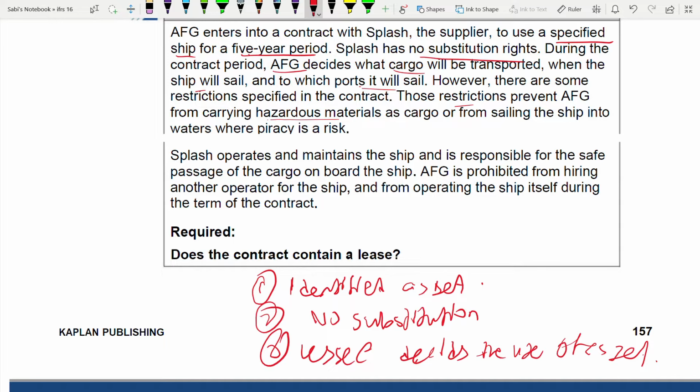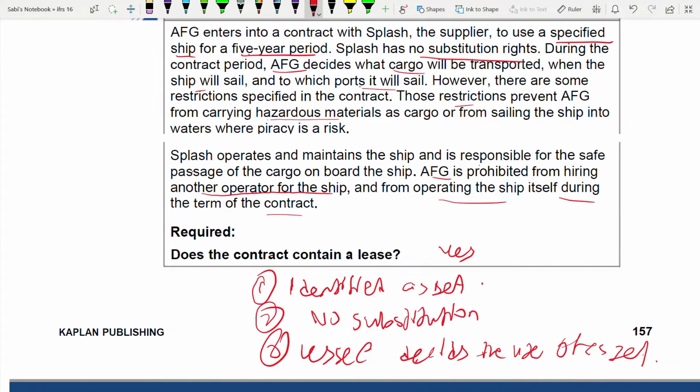Now, Splash is the lessor. They operate and maintain the ship. They are responsible for the safety of the passage of the cargo. AFG is prohibited from hiring another operator for the ship and from operating the ship itself during the term of the contract. Does this contain a lease? Answer is yes. It contains a lease.